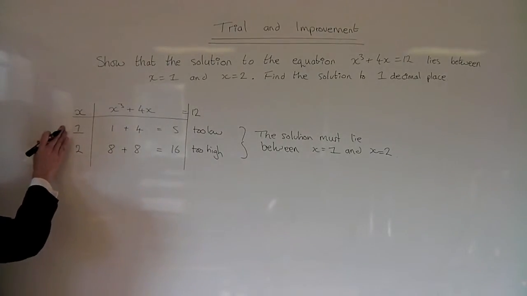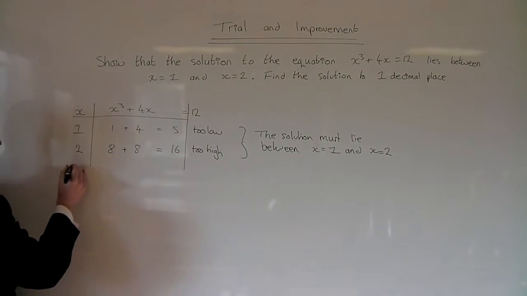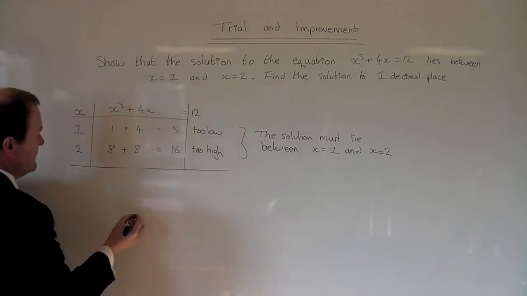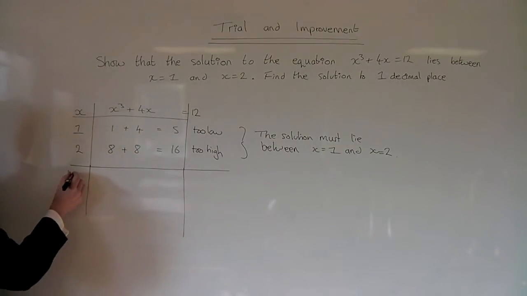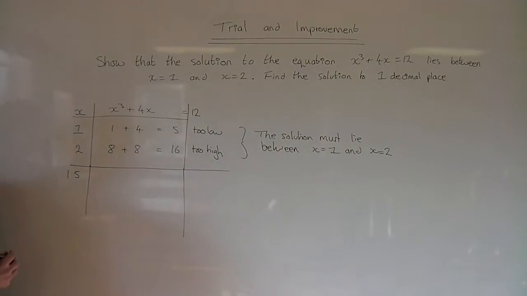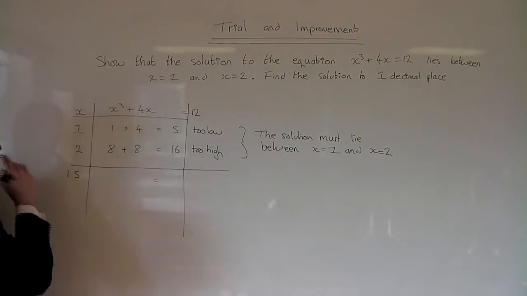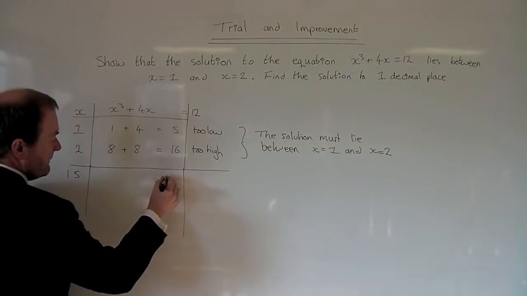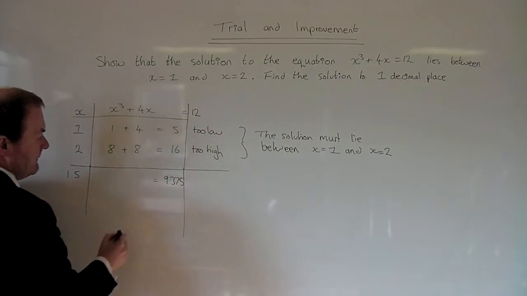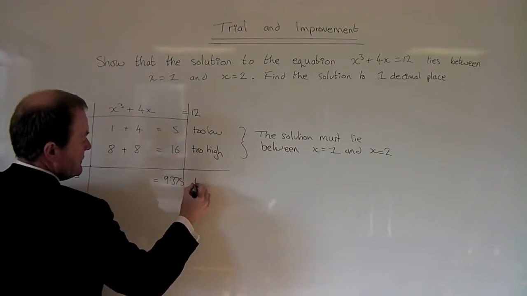So if I know that 1 is too low and 2 is too high, then I have to go in between. I'm just going to rule off here, but then continue my table. I think I'll go in the middle of those two, so I'll go 1.5 next. So if x equals 1.5, substitute in this value here, and the answer will be 9.375. So when I know the answer is 9.375, I know that the answer is still too low.